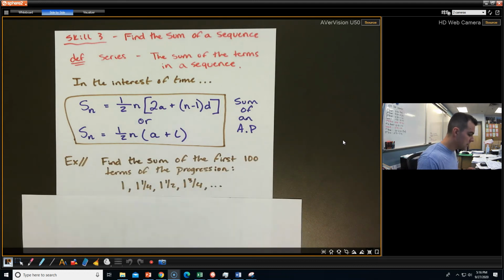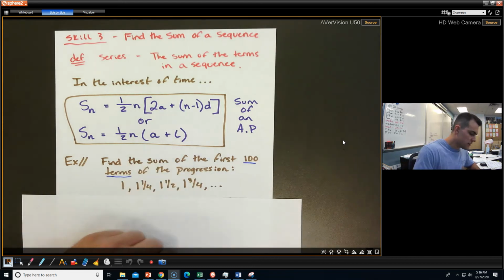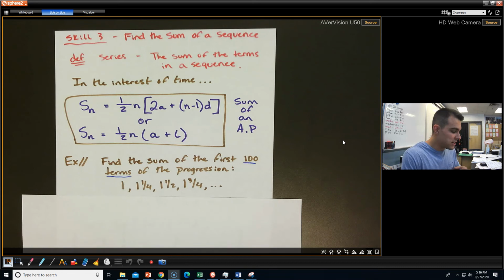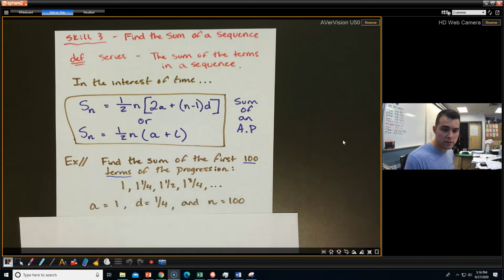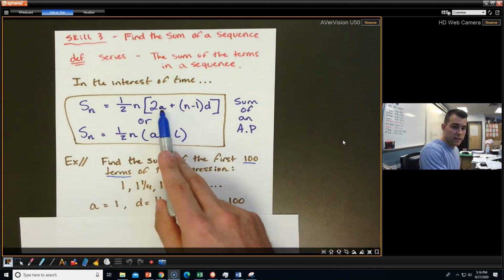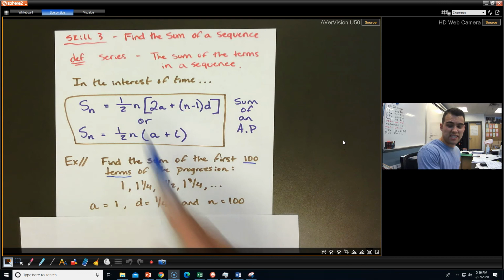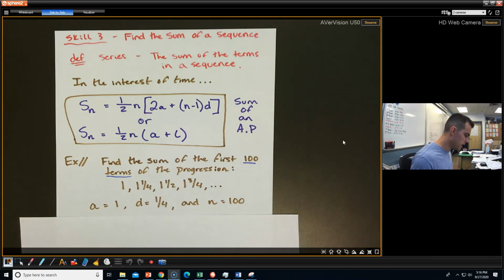Let's find the sum of the first 100 terms of this progression right here. Well, let's think about it. I know what my a is. My a is 1. And I know what my d is. My common difference is going to be 1/4. And I know that there's 100 terms in there. So that guy's got to be my n. That's my number of terms. So if I write all those down, well, I have a, d, and n. And if I look at my formula, a, d, and n. That's all I need to be successful here, right?